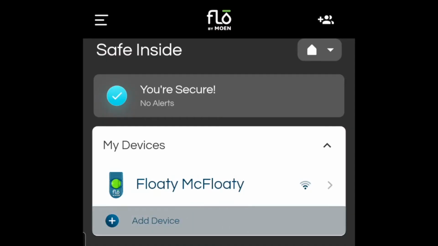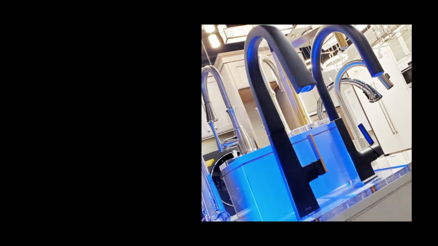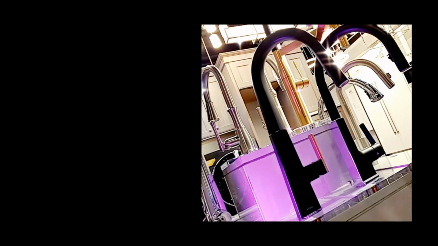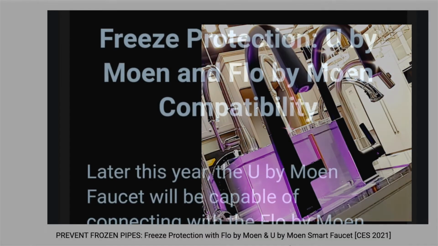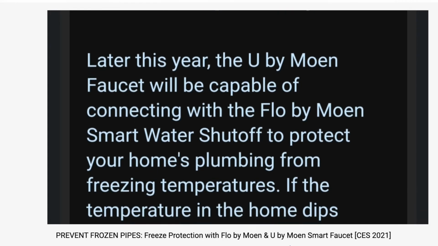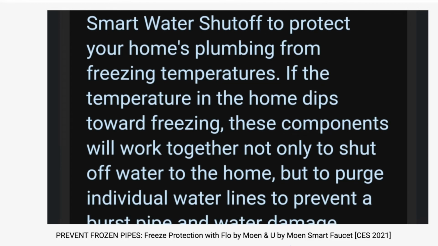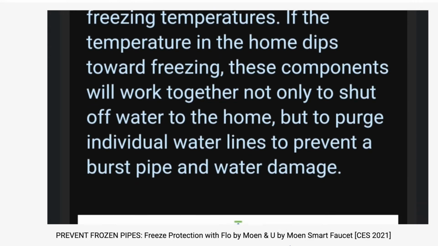Even the Flo by Moen smart water detectors now have local mode capability. Flo has also developed extra supporting devices that enhance Flo by Moen: a battery backup, and U by Moen faucet compatibility so that when a freeze warning comes across, Flo can tell the faucet to turn on the sink to keep the water moving through the lines, preventing water lines from freezing.